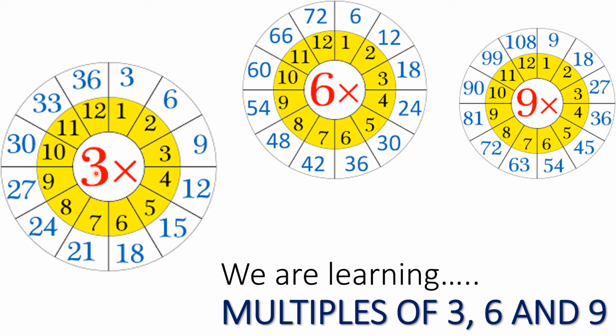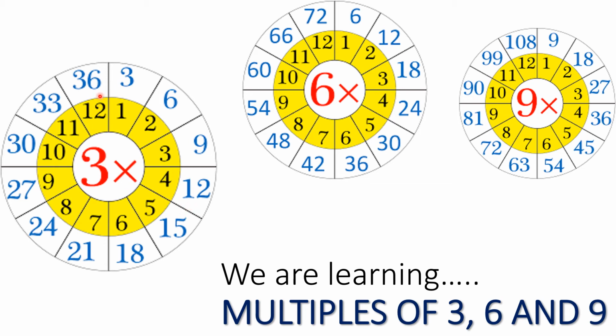We're looking at 3 times, and these are the numbers we're multiplying by. It means we're multiplying 3 by all these numbers, and the answers we get are in the white section. They are called what? The multiples. When we multiply 3 by each of these numbers, the answer we get is called the multiple. The same for this and the same also for the 9 times table.